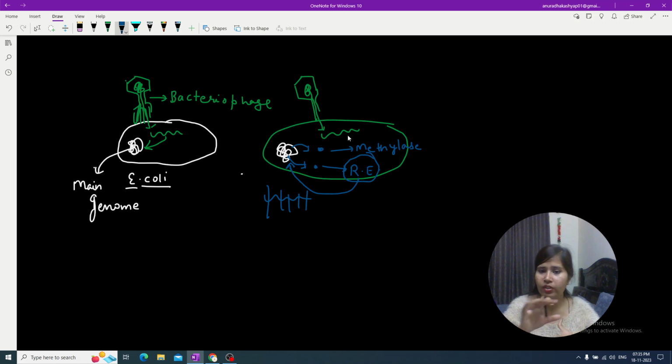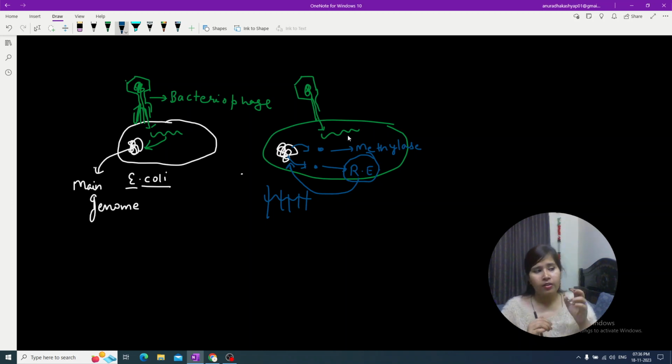And when it scans all over the DNA, there is a sequence which is the palindromic sequence, called the recognition sequence. Within the recognition sequence, there will be 6 to 8 nucleotide bases, 6 to 8 base pairs long. And within this recognition sequence, there is a site which is the restriction site, and the restriction endonuclease enzyme recognizes that restriction site and makes a specific cut at that position. This is the function of restriction endonuclease.